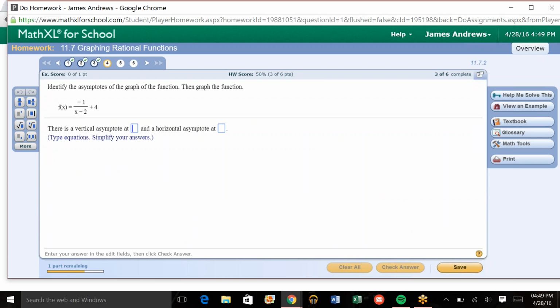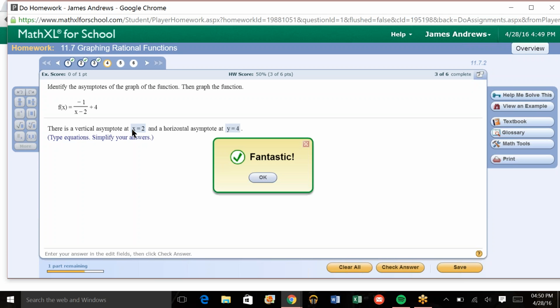Okay, so this one, where's the vertical asymptote? That would be 2. They're going to make you say x equals 2. Oh, you probably just saved me from getting it wrong. They do make you do that: the vertical asymptote is the equation of a line, and 2 is just a point.